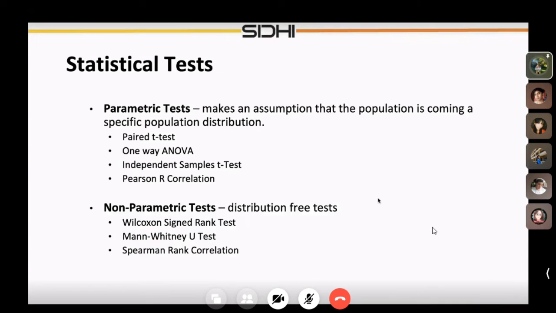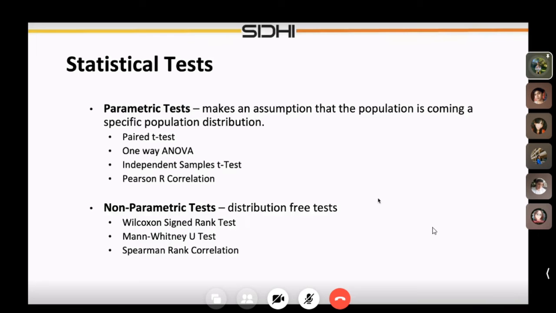The majority of your observations would fall on this center line. The most common observation would be in the middle, which is the bulk of your observations. So this is where the parametric tests are coming from. The non-parametric tests are actually distribution-free tests. I will not discuss them thoroughly, but every parametric test, I believe, would have an equivalent non-parametric test, as far as I have gone through them. So we have a paired t-test, a one-way ANOVA, an independent samples t-test, and Pearson R correlation.